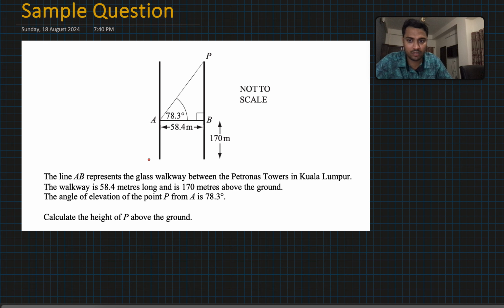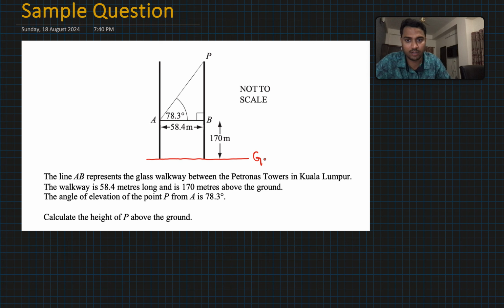That means this is our ground level. We can write G over here. The angle of elevation of the point P from A is 78.3 degrees. So the angle of elevation is given to us as 78.3 degrees, which is here. Now it says calculate the height of P above the ground.